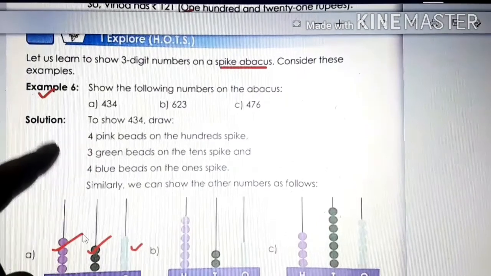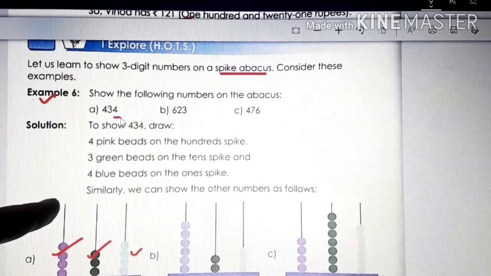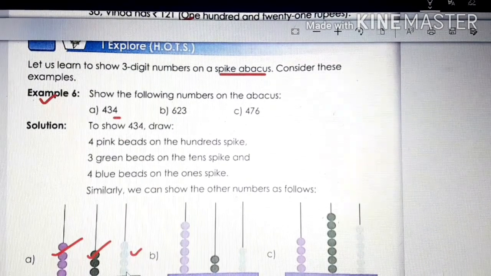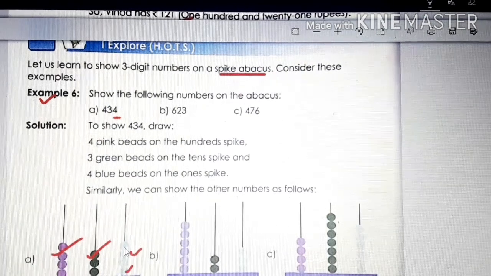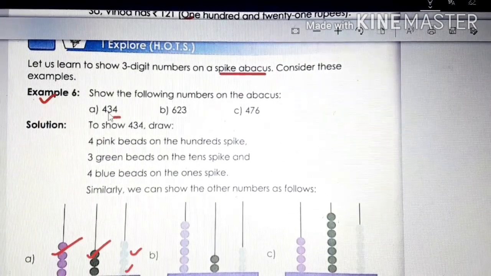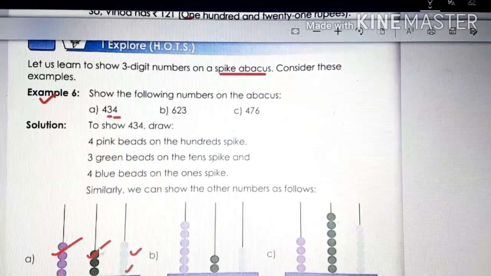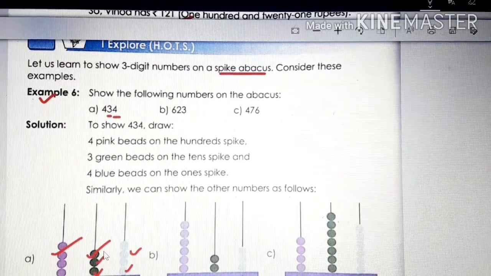Now 431. So this 1 is in which place? Ones place, right? So you put 1 bead in ones place. You can see here. Then 3 is in which place? Tens place. So how many beads will you put in tens place? 3. 1, 2, 3. Clear?